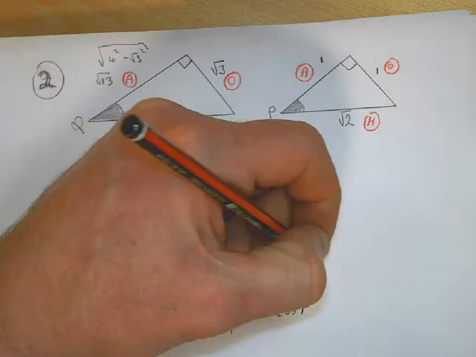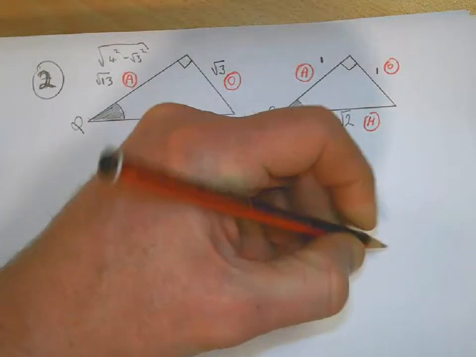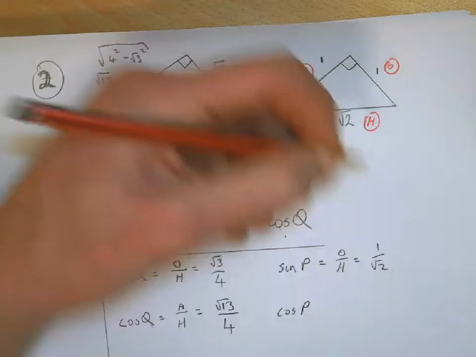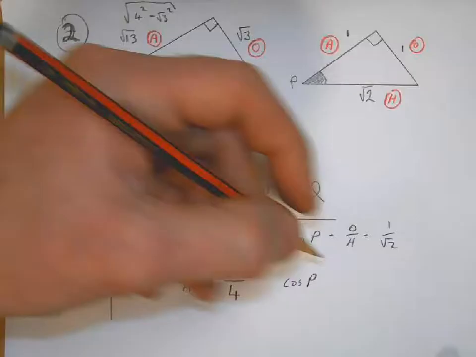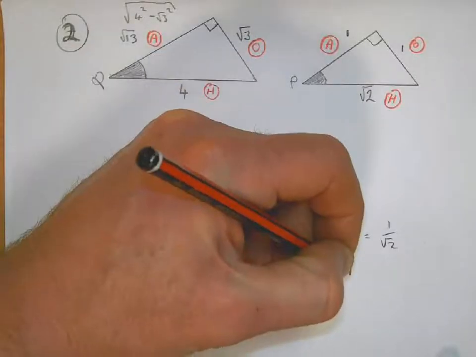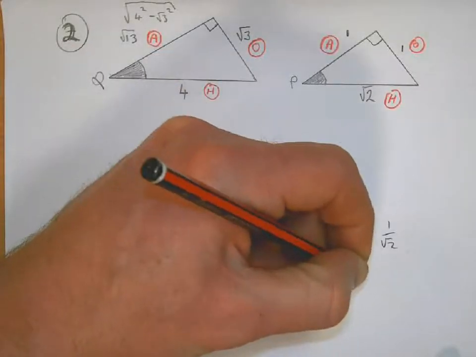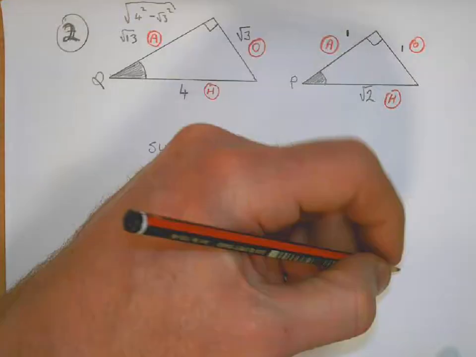Sine of p is the opposite over the hypotenuse, which is 1 over root 2. And also the cos is adjacent over the hypotenuse, which is going to be, again, 1 over root 2.